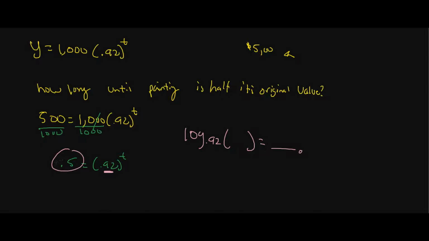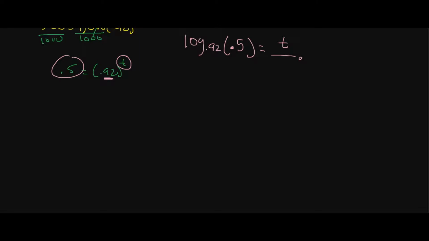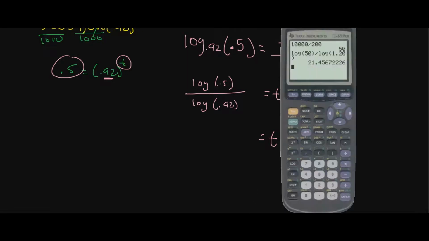Well, the 0.5 is your output, that's on the outside. So that's got to become my input now. And this is your input, so that's got to become my output. All right. Wonderful. So far what we got is t is equal to log of your input, log of 0.5, divided by log of your base, which is 0.92. And if we calculate this, let's find out how many weeks until the painting is $500.